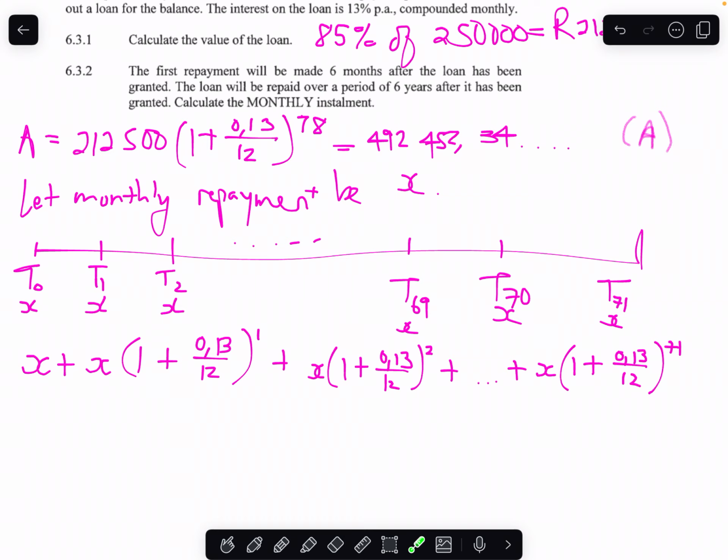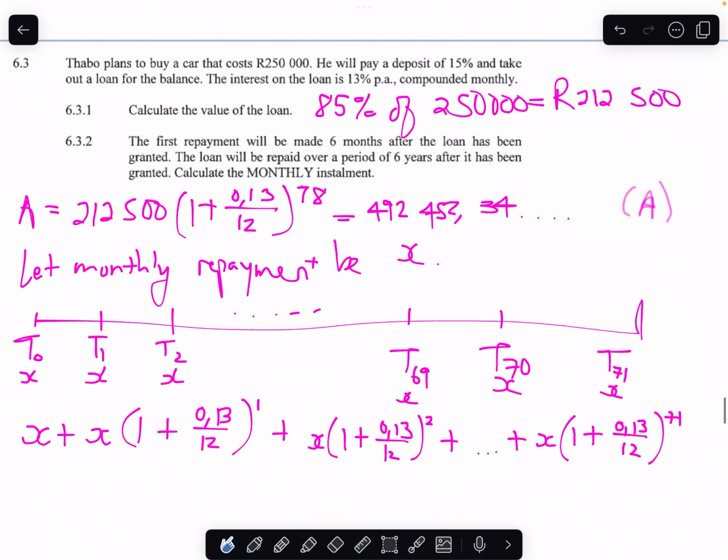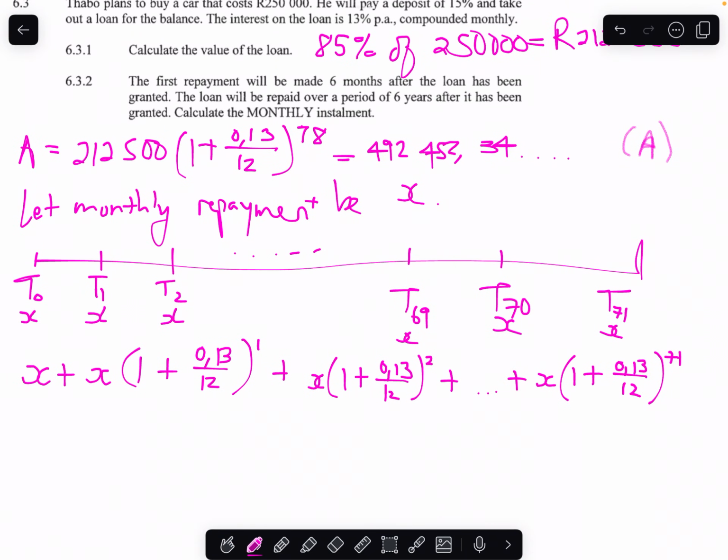who's this guy who's busy loaning here? Tabo will then, let's say, make a payment on the 1st of December. That will be his first repayment, and then it will earn interest at the end of December typically, and then on the 1st of January he'll make his next payment and it will earn interest at the end of January. Yeah, so I think I'm okay with how I've set up my timeline, where this guy is ultimately going to earn interest for 71 months.